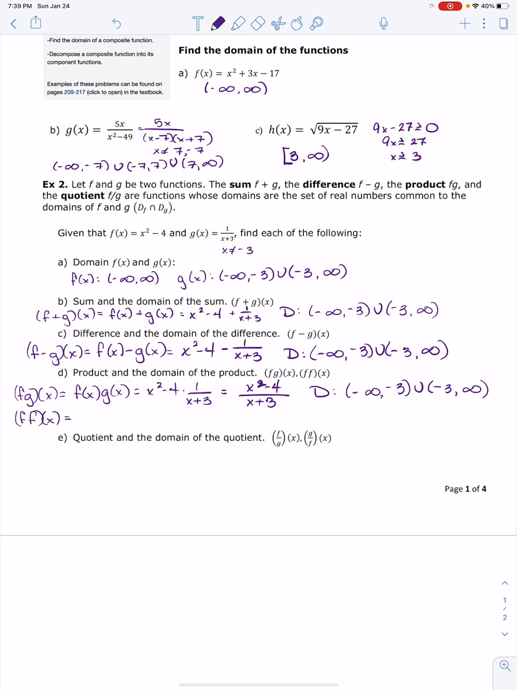F times f of x. So f of x times f of x, we got x squared minus 4 times x squared minus 4. We multiply that out, we get x to the 4th minus 8x squared plus 16. Again, this is a polynomial. Our domain is all real numbers.